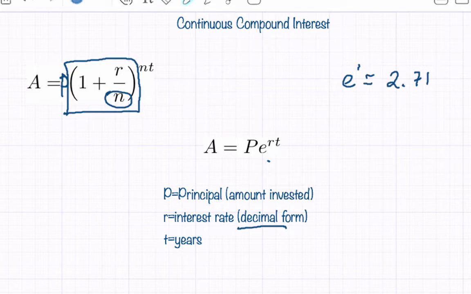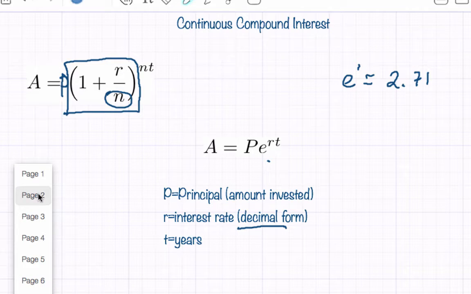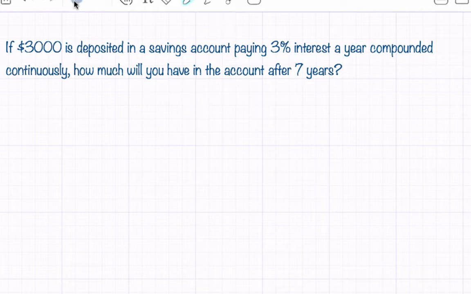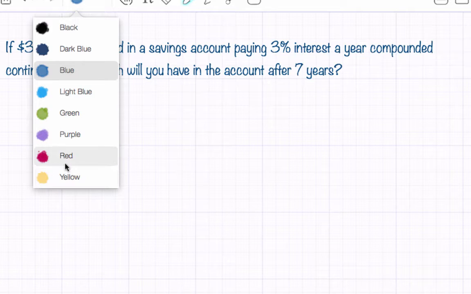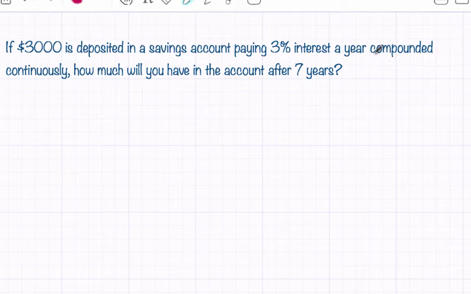So we're just going to go over a quick example of this, compounded continuously. And how will you know that it's compounded continuously? Well, you look for it. It's going to say something like compounded continuously, not semi-annually, so you have to be given what you're compounding and how long, or for how many times.